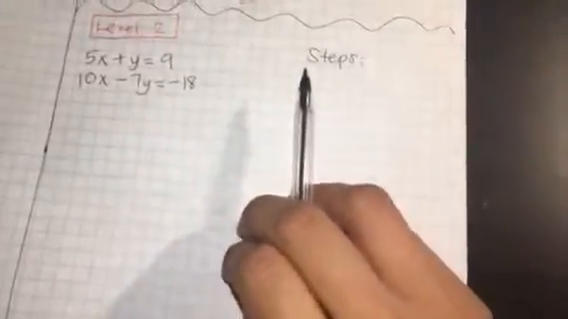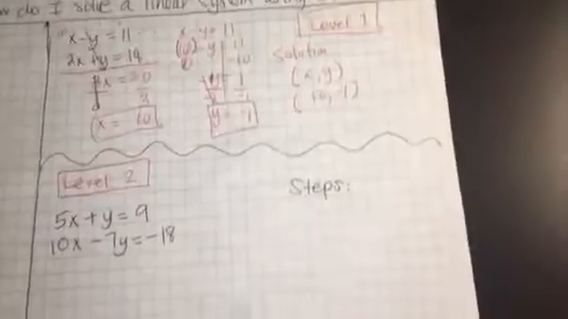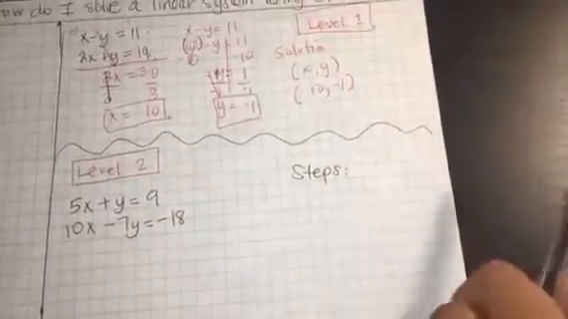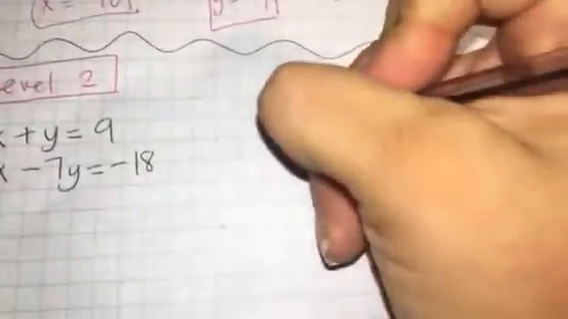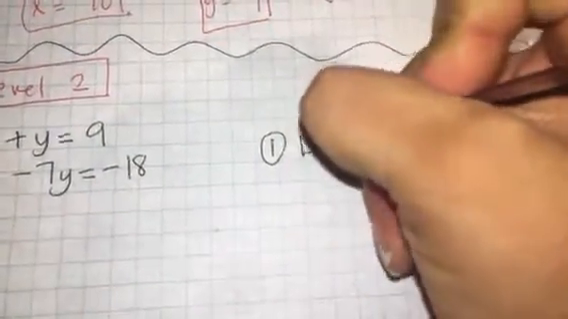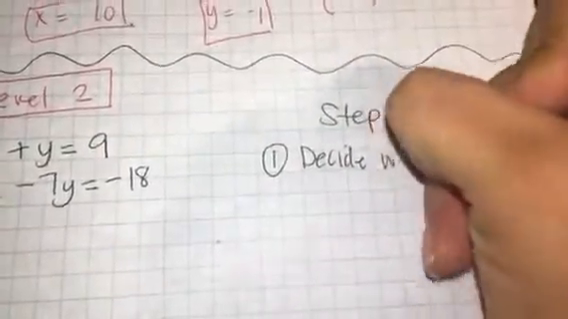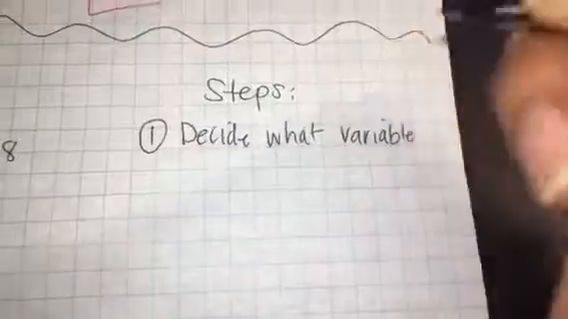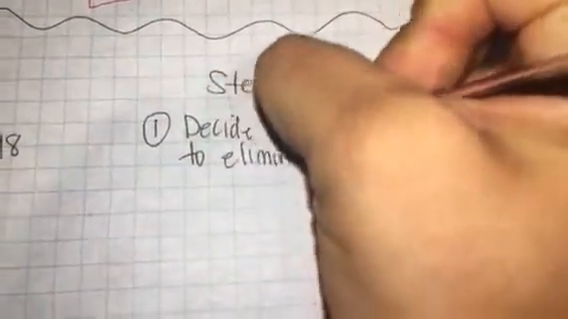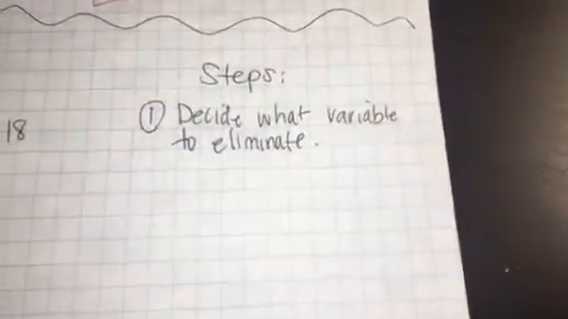Now I'm going to show you another problem that takes one more step. I was showing you guys how to eliminate variables. Remember, you're either going to have to eliminate the x's or the y's. So the first step that I want you to do is decide what variable to eliminate.